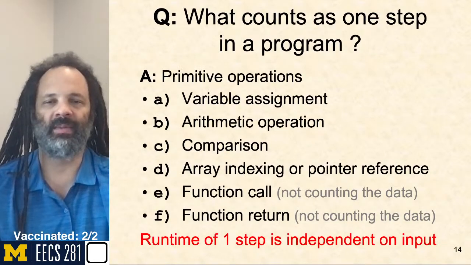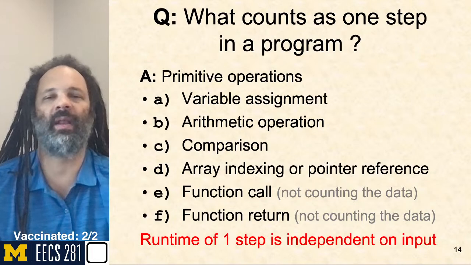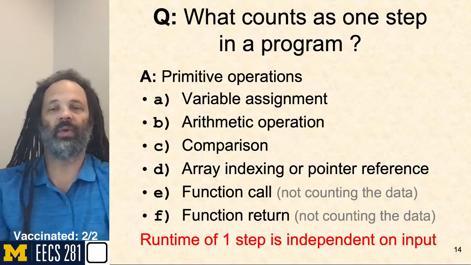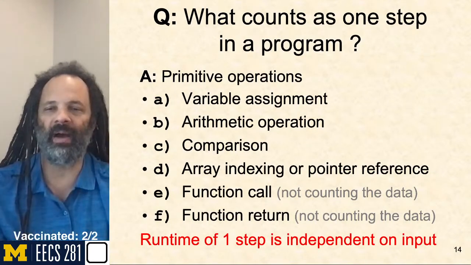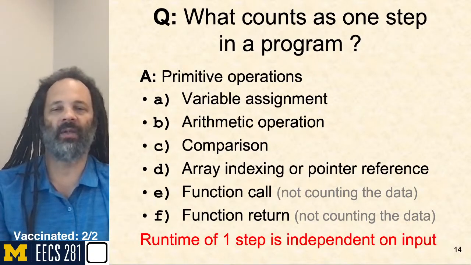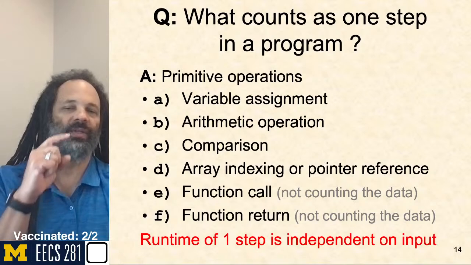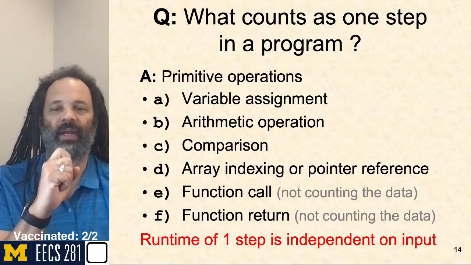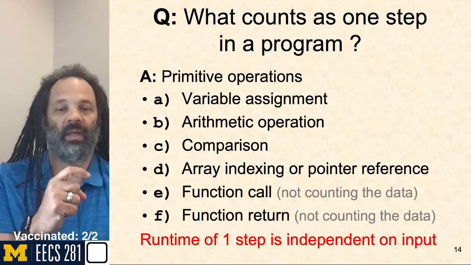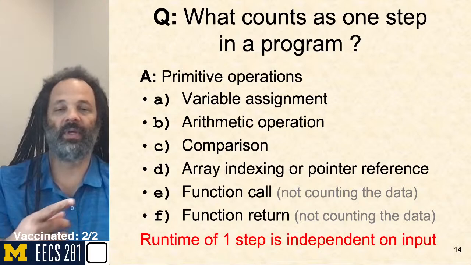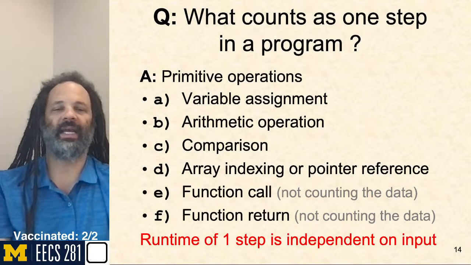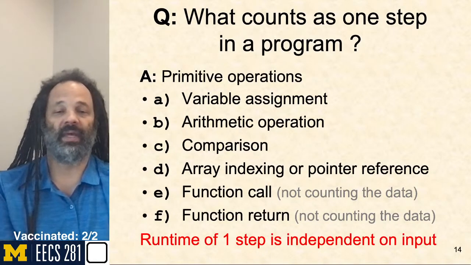So we're going to count some steps, and for starters, we need to know, what are we calling a step? This is a really basic way to do this. So what we're going to do is do a lot of hand waving and say, don't worry about a whole lot of sharp details. Let's just get a broad understanding of what's going on. So we're going to take these primitive operations: variable assignment, any arithmetic operation, comparison, array indexing, or a pointer reference, calling a function, or returning something from a function. We're not going to count data that's involved in any of those things.